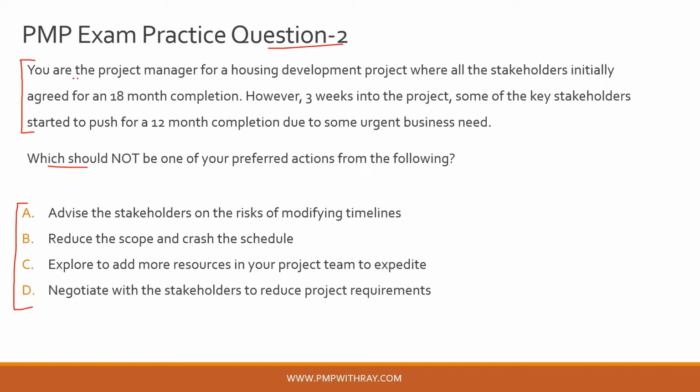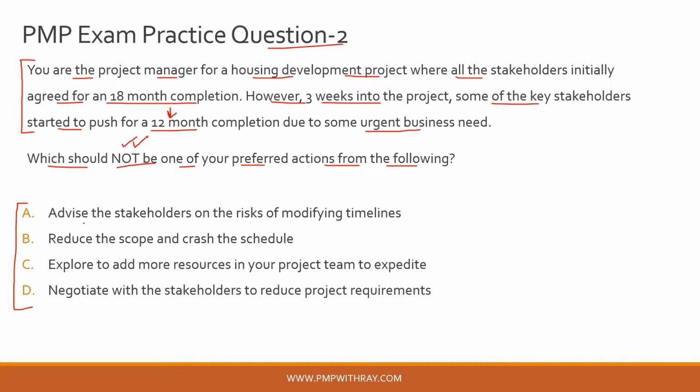Right, so let's start. You are the project manager for a housing development project where all the stakeholders initially agreed on an 18-month completion. However, 3 weeks into the project, some of the key stakeholders started to push for a 12-month completion due to some urgent business need. So from 18 months, the stakeholders have pushed the project to be completed now in 12 months. Which should not be, very important, which should not be one of your preferred actions from the following.